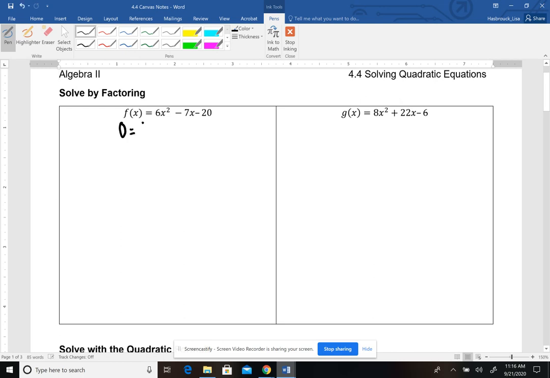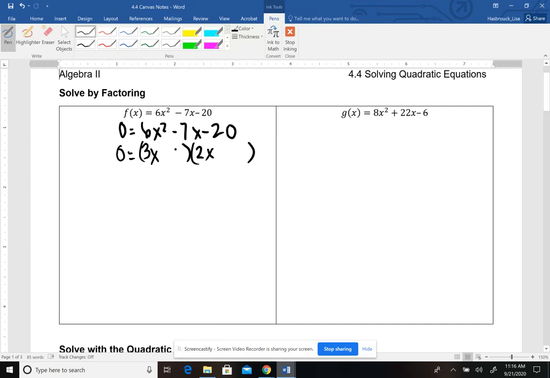0 equals 6x squared minus 7x minus 20. From here, we want to factor it. 0 equals 2 sets of parentheses. And then we have to figure out how to factor it. For 6x squared, I'm going to go ahead and try using 3x and 2x. For 20, we have to determine if we're going to use 2 and 10, 20 and 1, 4 and 5.